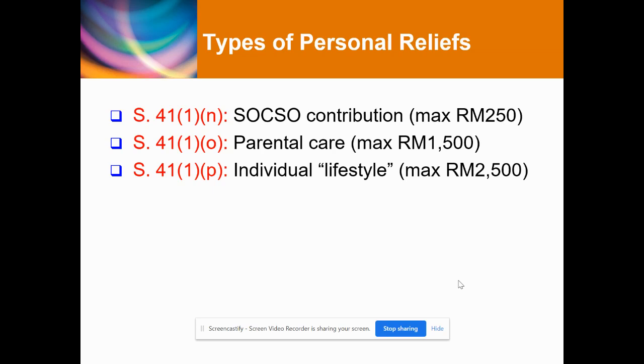Here is under individual lifestyle, and you can refer to page 267 in your text. This includes purchase of books, journals, magazines, newspapers, sports equipment. Let's say you purchase a tennis racket or badminton racket or sports equipment, purchase of computer, smartphone or tablet, internet subscriptions, and also gymnasium membership. So you can claim up to 2,500 ringgit. It is called a lifestyle. This is a limit of 2,500 ringgit.